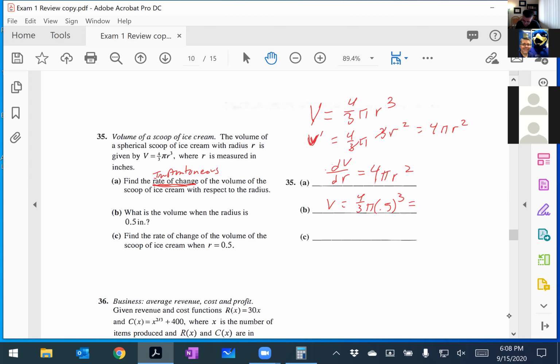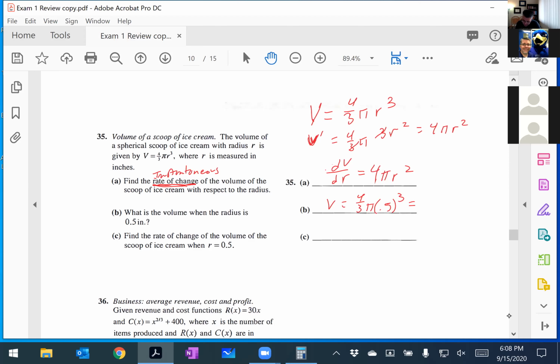Okay, so we're going to take the derivative with respect to r. So that's going to be 4/3 pi times 3r squared, because the 4/3 is just a constant. Well, the 3's cancel. This is V prime, what I would call V prime. And so this equals 4 pi r squared.